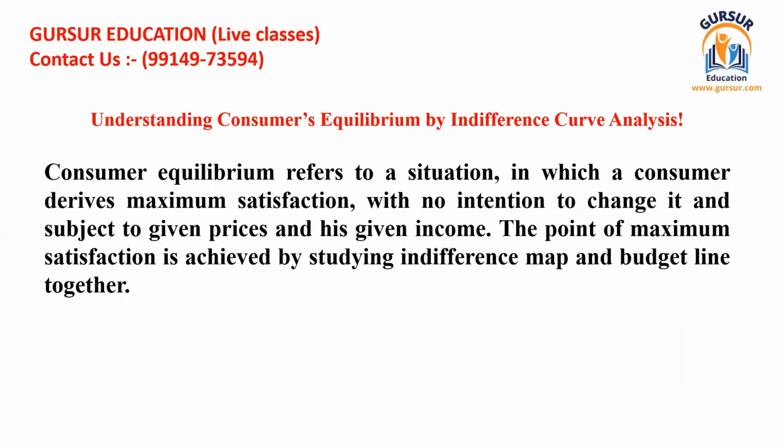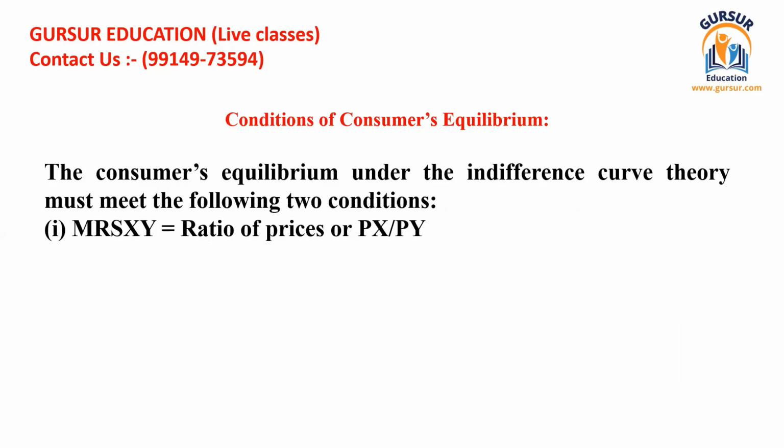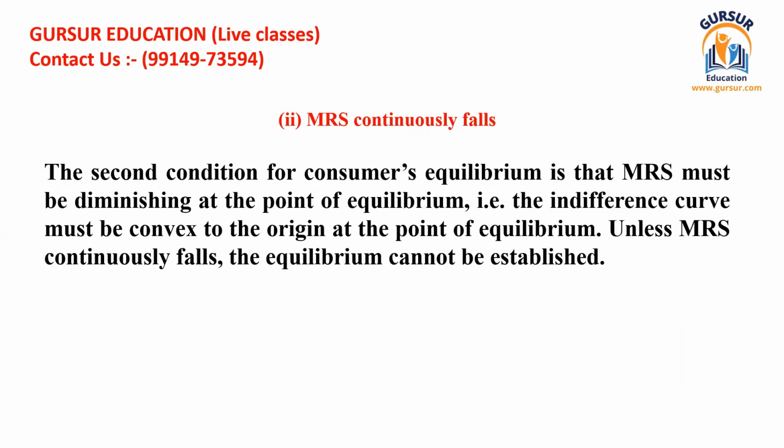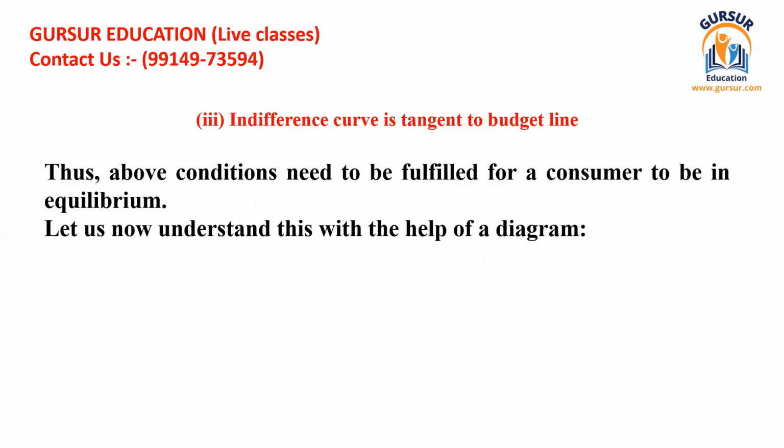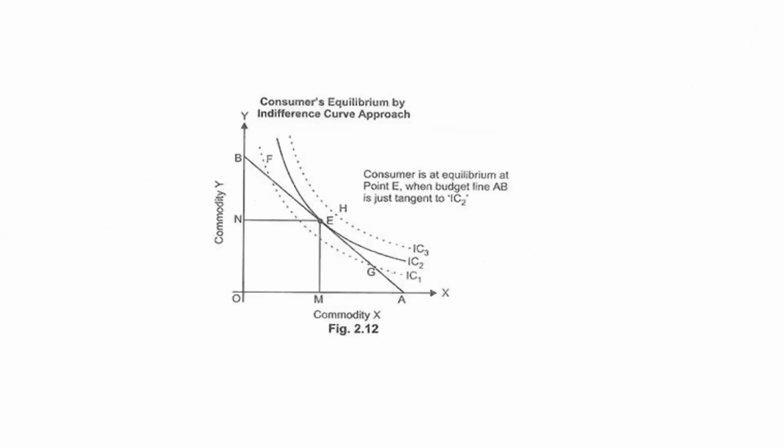Then we learned how the consumer reaches the equilibrium position on the basis of indifference curves analysis. This happens on the basis of three conditions. Basically, the first is marginal rate of substitution for X and Y should be equal to the ratio of prices of X and Y. Secondly, marginal rate of substitution should continuously fall. Finally, indifference curve should be tangent to the budget line, which is represented by this specific diagram.